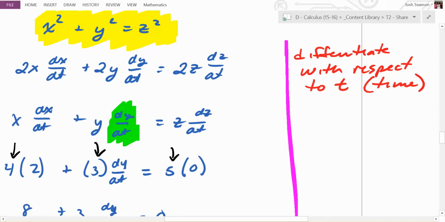This is the ladder. This is the rate of change of the length of the ladder. Is the ladder changing in length? No. So what is dz/dt going to be equal to? 0. Does it tell us dx/dt? In the question, it told us how fast the base is growing. What is it? 2. So you see all these values, 4, 2, 3, 5, and 0. They gave us all those.